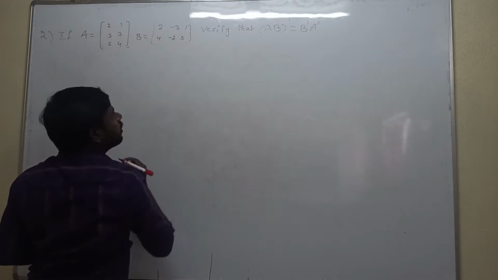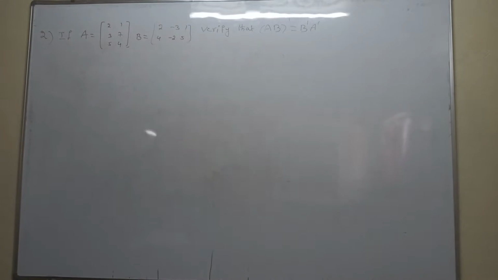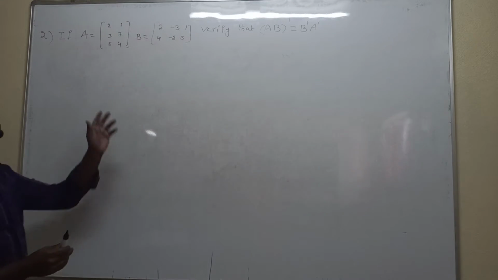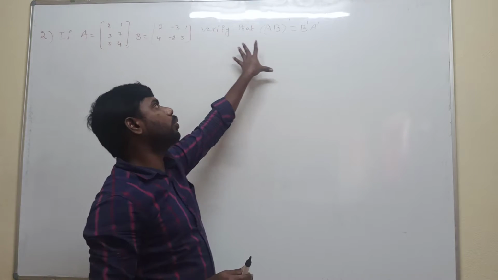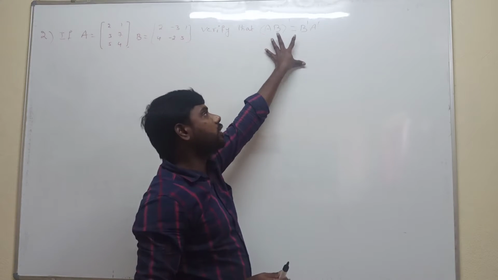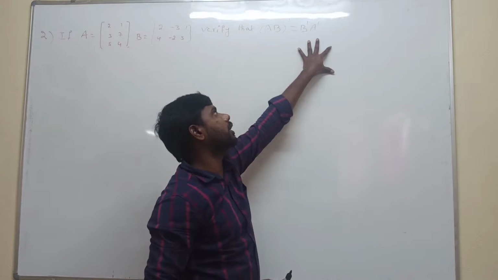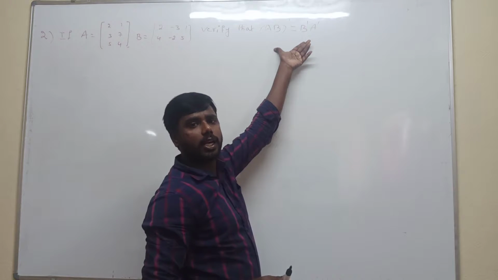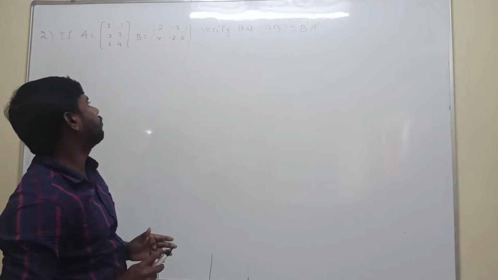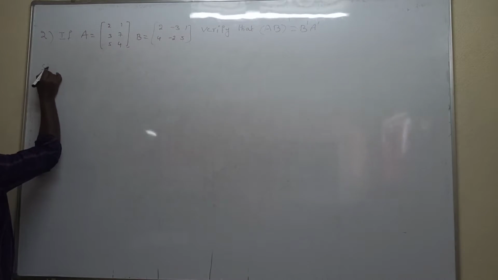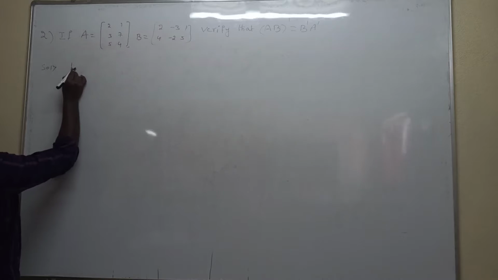Verify that AB whole transpose is equal to B transpose A transpose. The given matrices are A and B. To prove that AB whole transpose is equal to B transpose A transpose, we calculate both and check whether they are equal or not. We have to prove that. So first, the solution: the given matrix is correct, right?